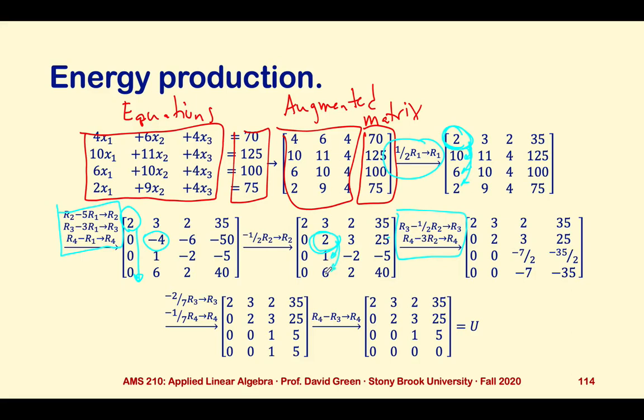For the third row, we're subtracting 3 times this row. 6 minus 6 is 0. 2 minus 9 is negative 7. And 40 minus 75 is negative 35. We now have not only successfully zeroed out that first column, we've also done the same for the second, which means we're ready to move down to this entry to use this as a pivot.